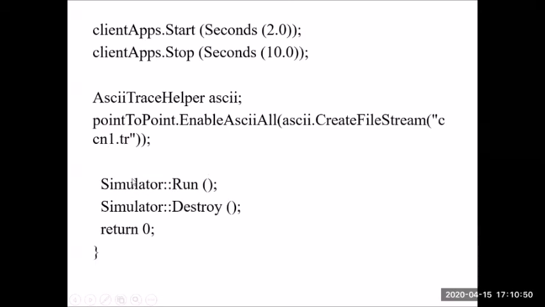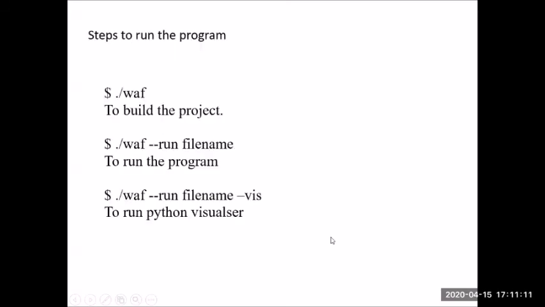The last part of this program 1 is to run the code. I'll have to call the method called simulator run. Then I told you we have dynamic allocation of memory. We should do simulator destroy. And as usual, I have used int main, so I will return 0 and end. So this is the end of the code.